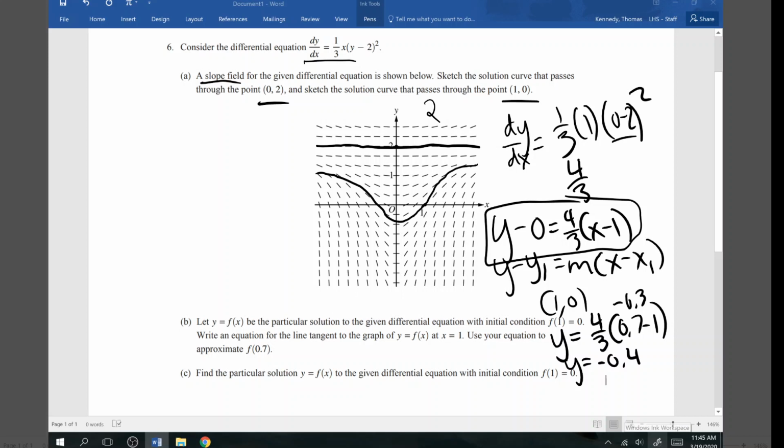You don't need to simplify your answer fully. If you leave it as negative 1.2 over 3, that's okay. On the AP test, they're not super picky about your simplification. It's that you get the right answer.